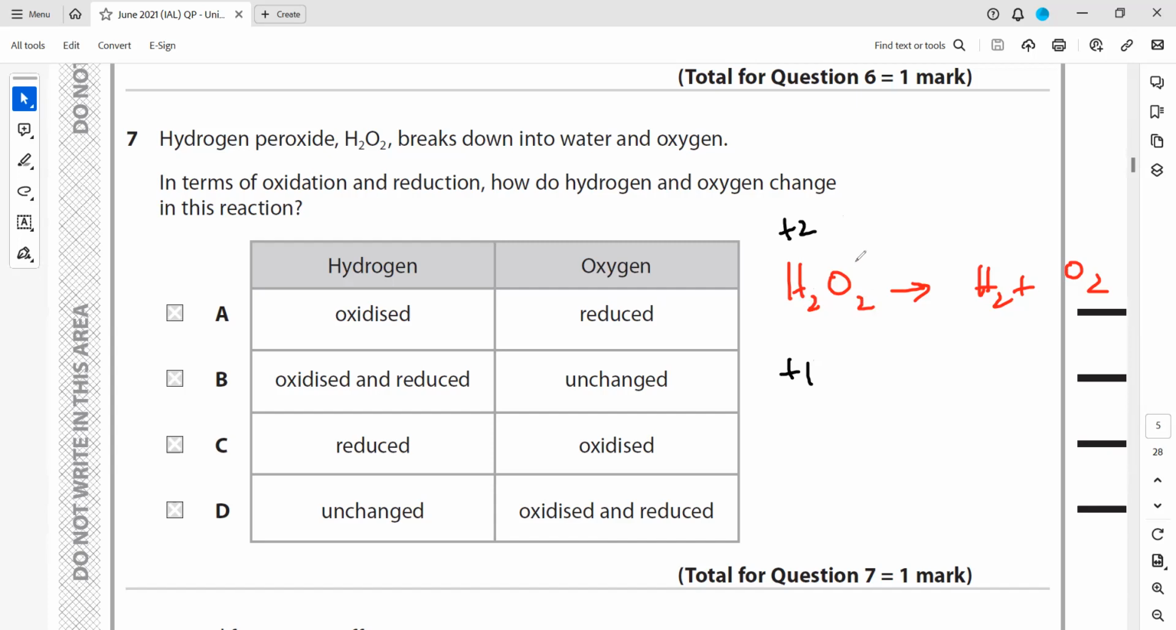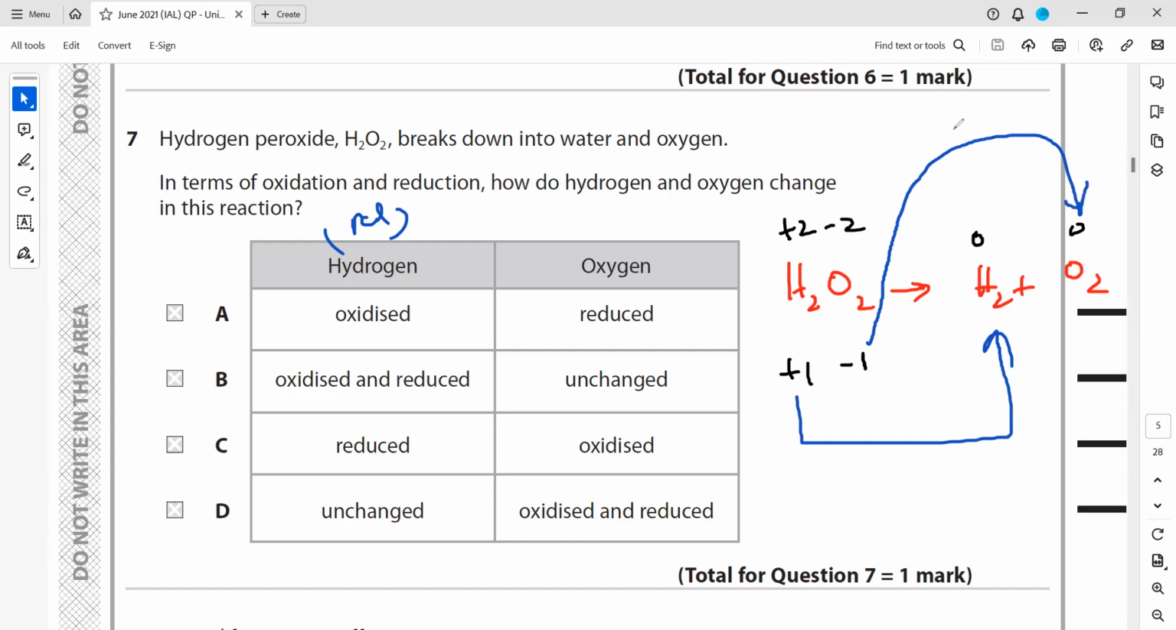Because this compound is neutral, the total oxidation number of oxygen should be -2. So for two oxygens, each will be -1. When it forms the element, the oxidation number is 0. So for hydrogen, the +1 becomes 0. If +1 changes to 0, we call that reduction. For oxygen, -1 becomes 0, so it has increased, so oxygen is oxidized. So hydrogen is reduced and oxygen is oxidized.